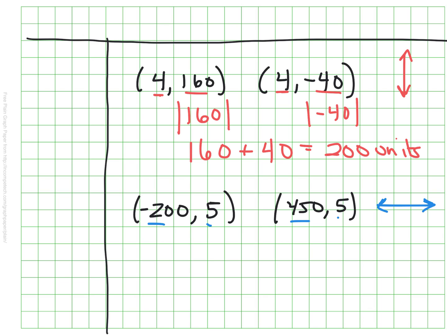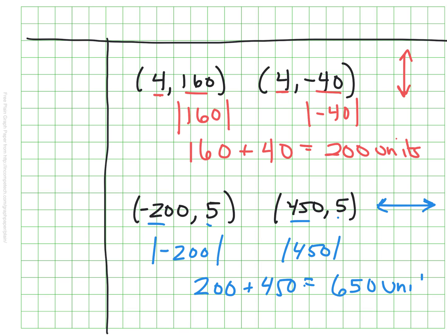One is negative and one is positive. So I can think to myself, well, this negative 200 is 200 units away from the y-axis. This 450 is 450 units away from the y-axis. Together, I know that they are 650 units apart. And I'm able to do that without graphing. Of course, there's nothing wrong with graphing or taking a look at the graph and counting the spaces in between, but it's nice to have another strategy to use.